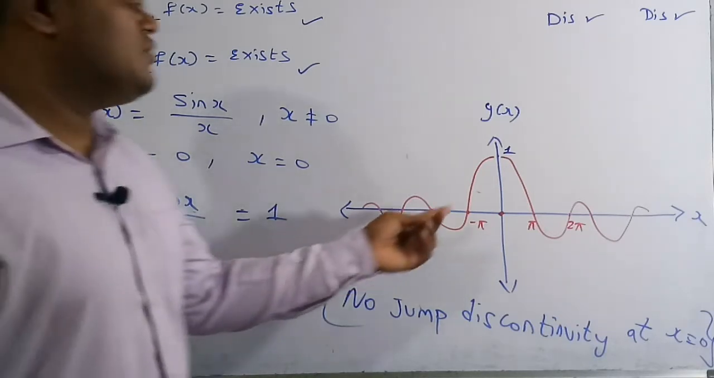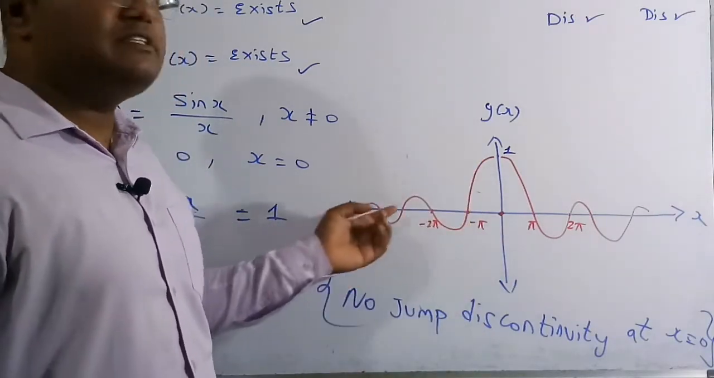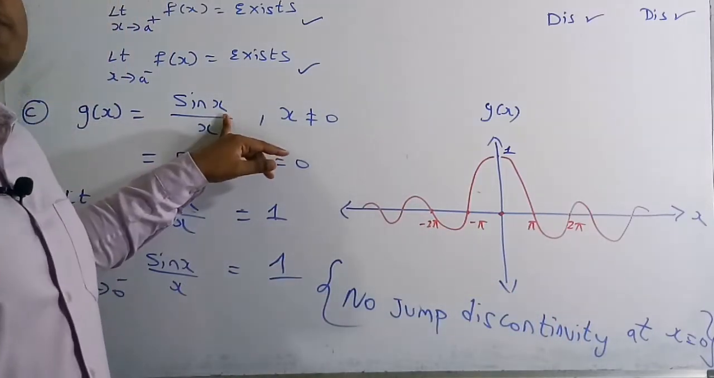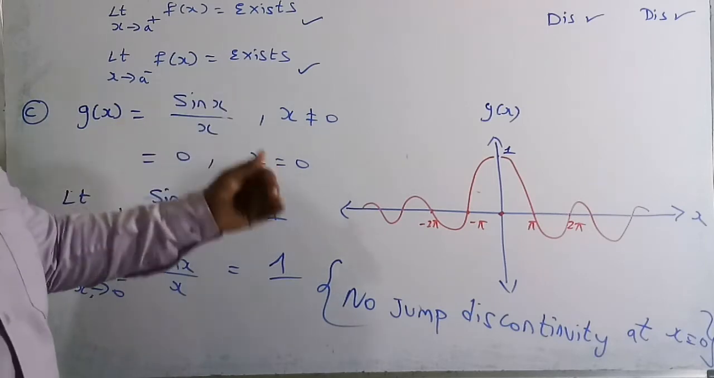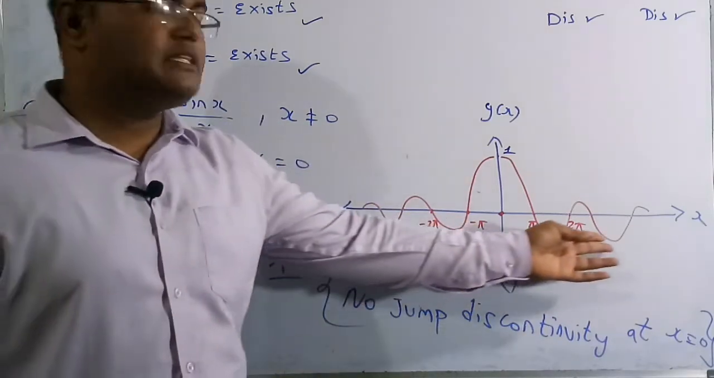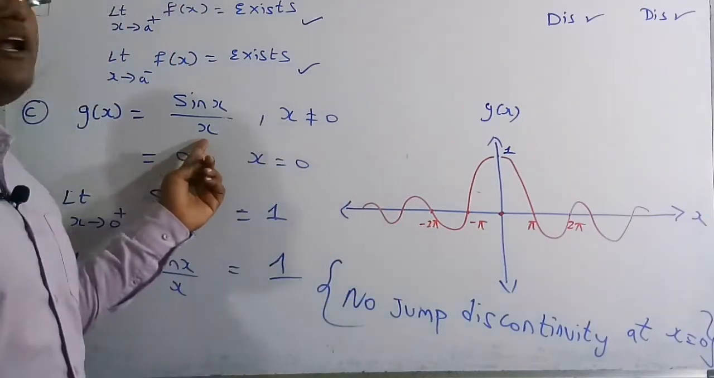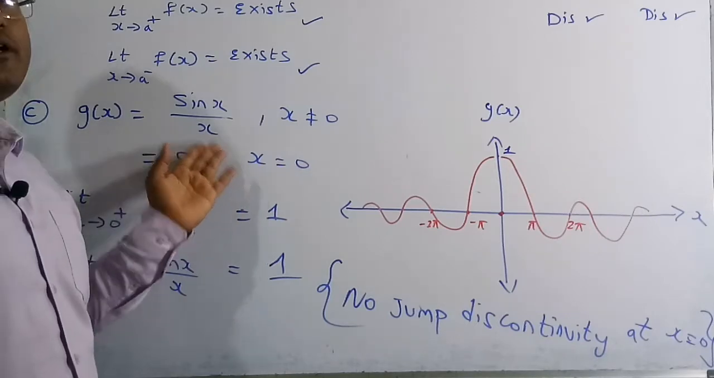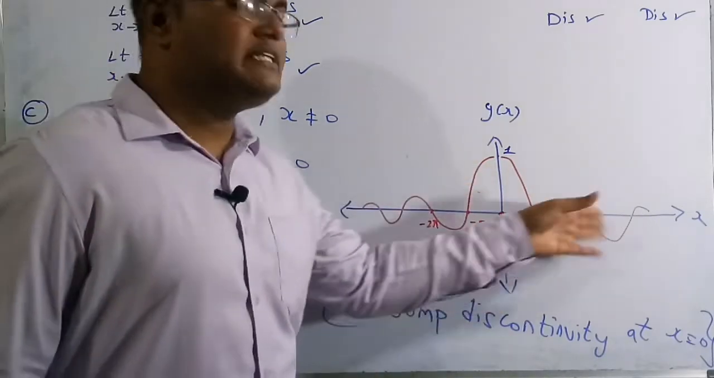If you want to draw the graph of sin x by x, we are going to get it in this format with decreasing amplitude, because the sine function becomes 0 at x equal to pi, 2 pi, 3 pi and 4 pi, and likewise minus pi, minus 2 pi, minus 3 pi. As the x value increases, the overall ratio goes on decreasing because the denominator is increasing. So the overall value will decrease. That's why the amplitudes decrease.